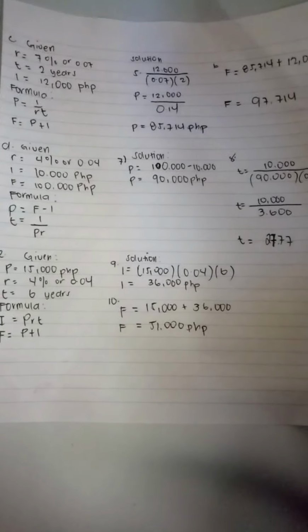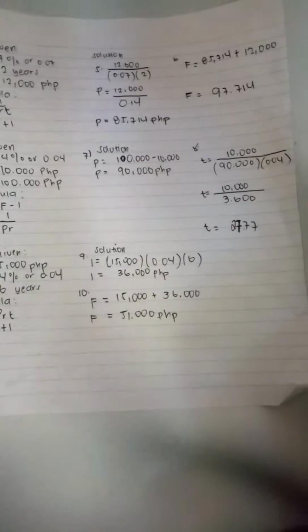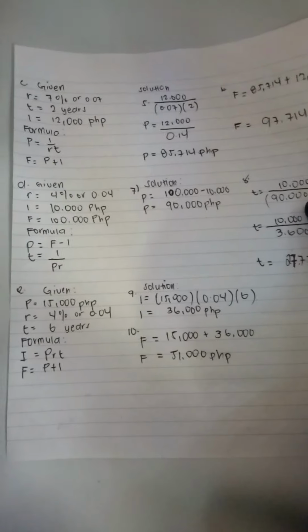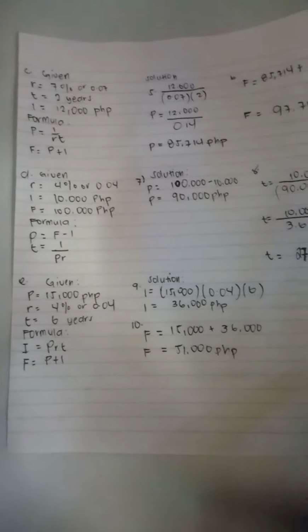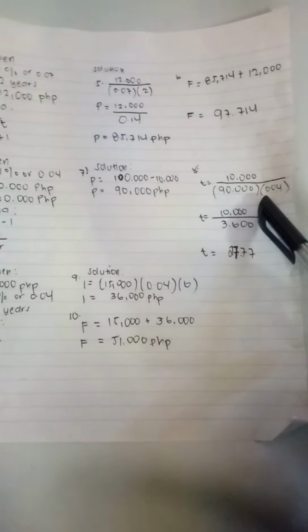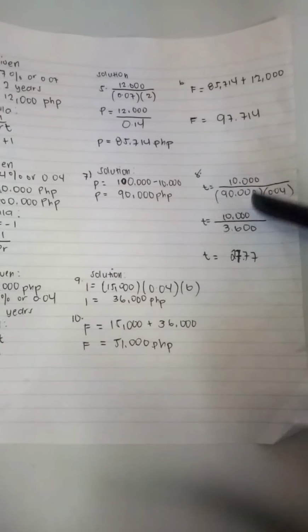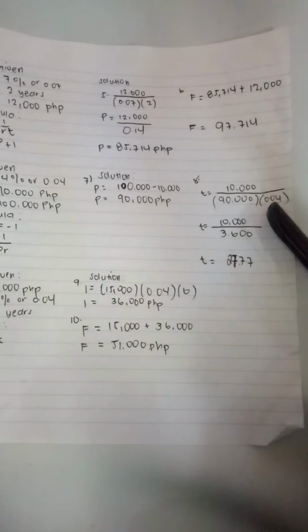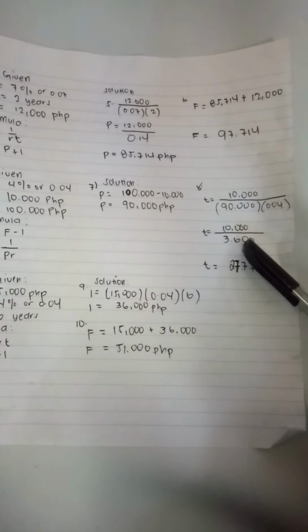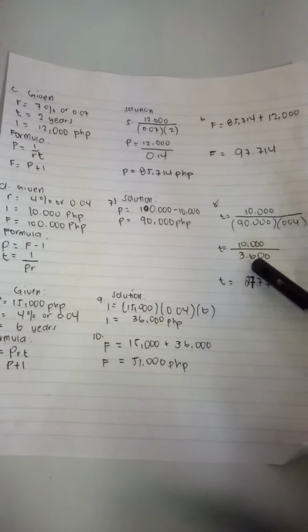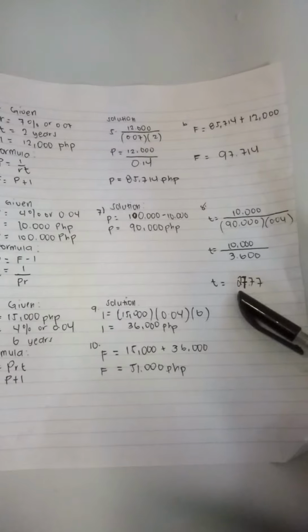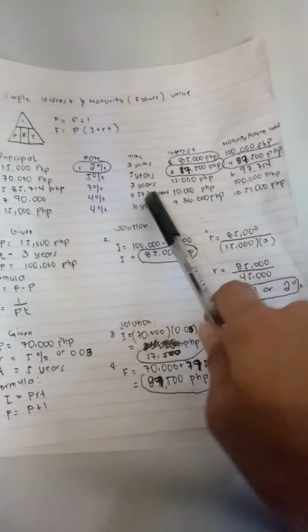The next naman po, isolve naman po natin yung for the time. For the solution of the time, distribute lang po natin ulit yung solution sa given. 10,000 over 90,000 times 0.04. Bring down po natin yung 10,000. Then, ito po natin unahin. 90,000 times 0.04 equals to 3,600. 10,000 divided by 3,600 equals to 27.77. Bali, yan po naman po yung magiging time.